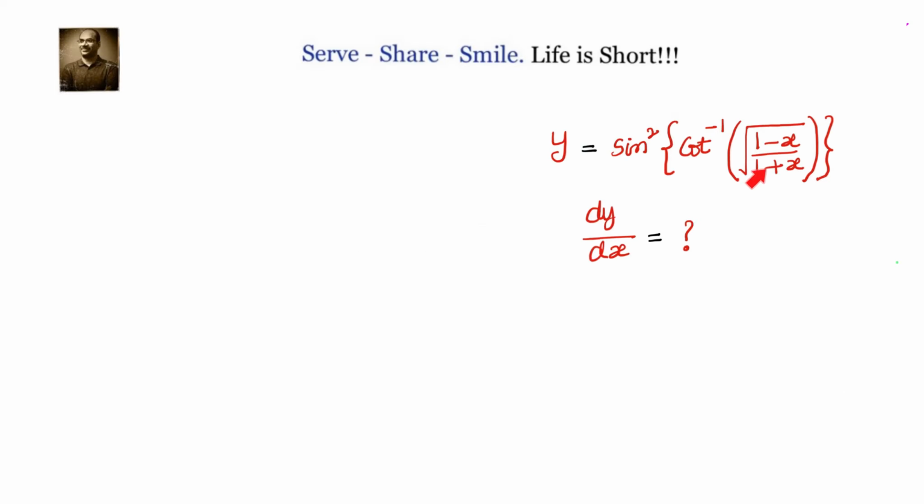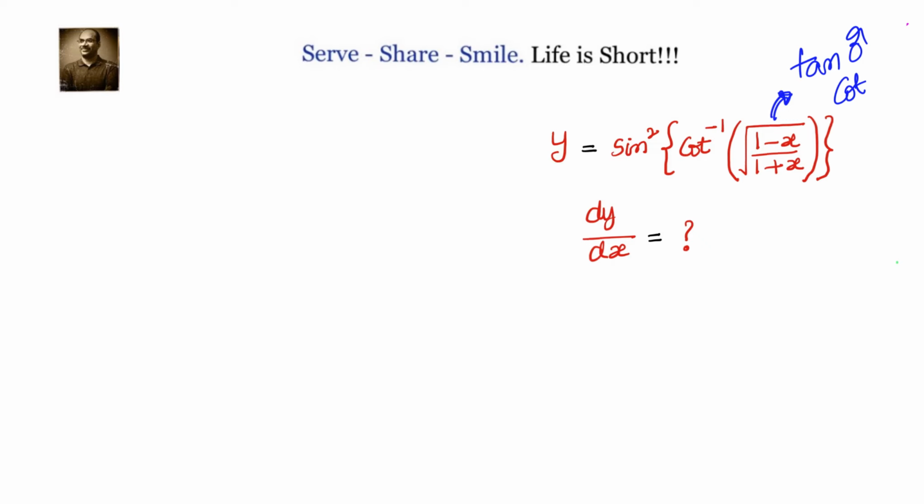y equals sine square cot inverse of square root of (1 minus x) by (1 plus x). What is the derivative of this? Now whenever we have an inverse function, whatever we have in brackets after the inverse function, we have to get it in terms of that function, cot inverse in terms of cot or tan, so that we can nullify the inverse function with the function.